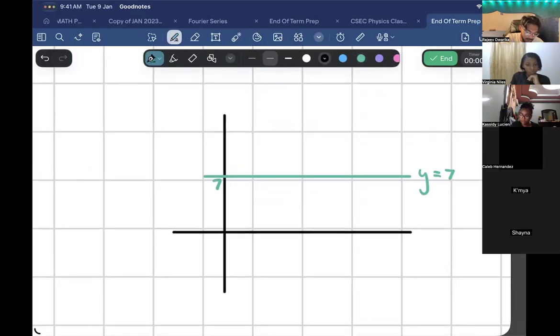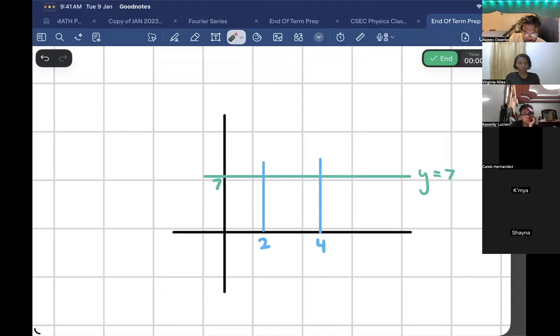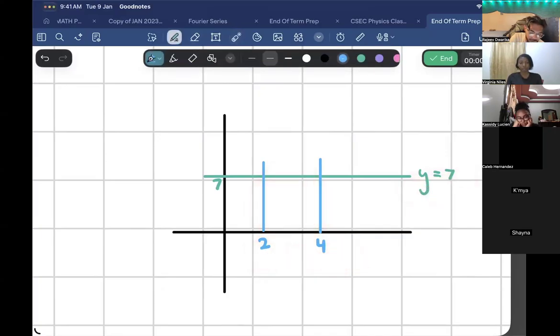And let's just say I want you to integrate that between, somebody give me a value for x here. 2. And give me a value for x here. 4. When you integrate y is equal to 7 between 2 and 4, what you are actually doing is finding the area bounded by the lines and the graph. So what you're actually finding is this over here.